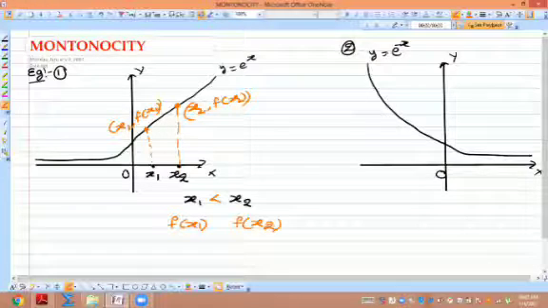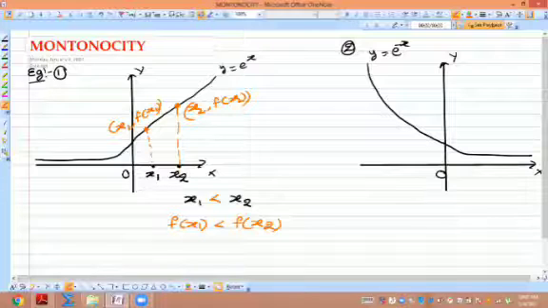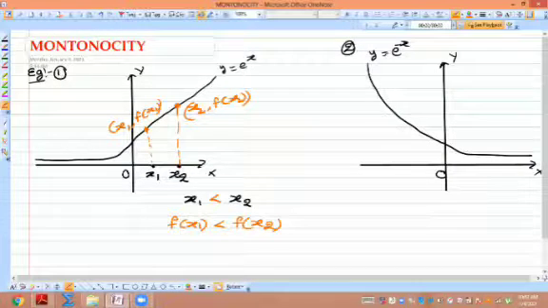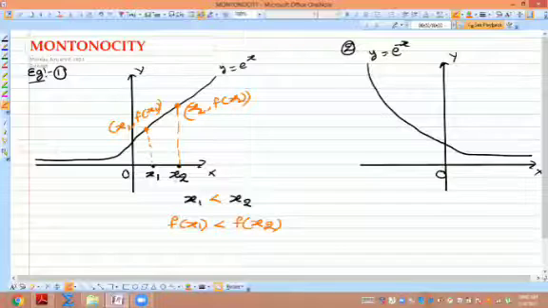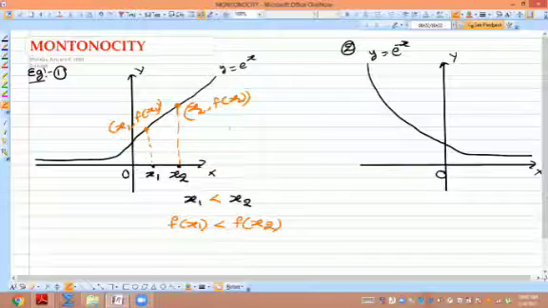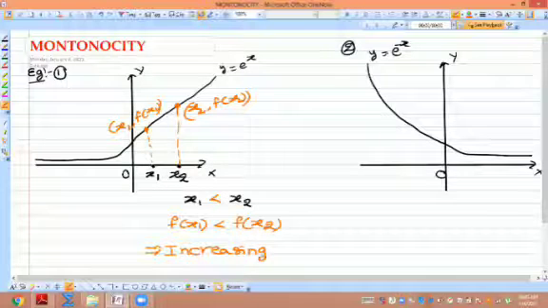F of x1 is less than f of x2. Means when you are increasing the value of x, the function value is also increasing. Or else you can say like this: when you are decreasing the value of x, the function value is also decreasing. So can I say this function is increasing, ma?